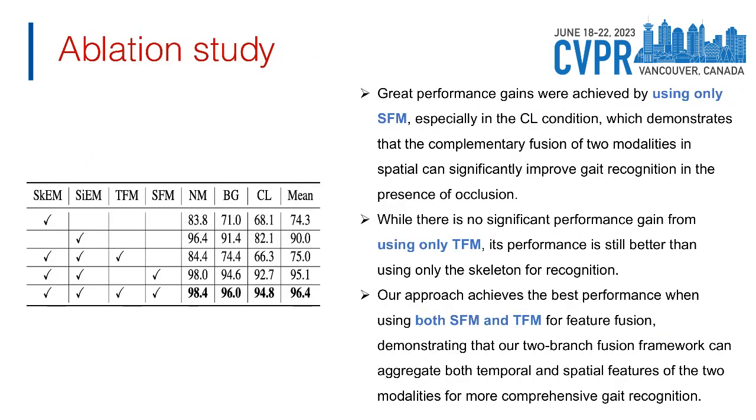We perform ablation experiments on the proposed 4 modules of this method. The proposed method in this paper achieves the best performance when using both SFM and TFM for feature fusion, showing that the proposed spatial-temporal fusion framework can aggregate the temporal and spatial features of both modalities for more comprehensive gait recognition, and further demonstrating that the present algorithm is effective in designing each module.